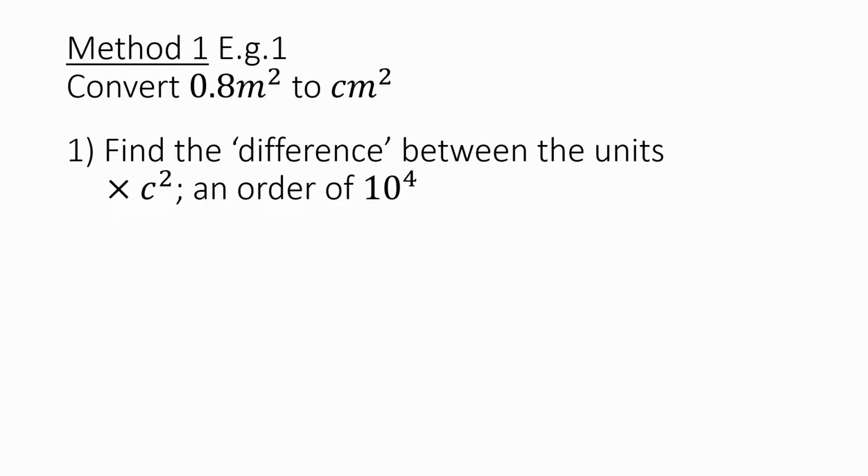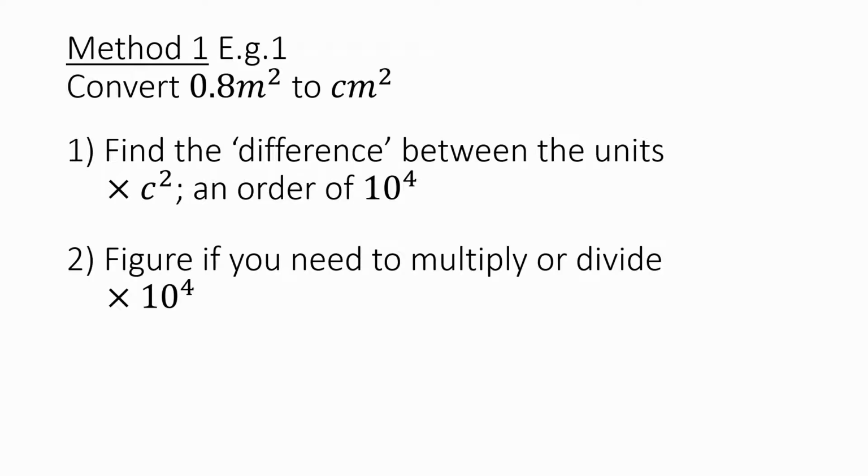Now I'll show you the shortcut. So using the same example, convert 0.8 meters squared to centimeters squared. First, find the difference between the units. On the right side we have a multiple of c squared, and on the left side, c squared or centi squared is 10 to the minus 4, so there's an order of 10 to the 4 difference.